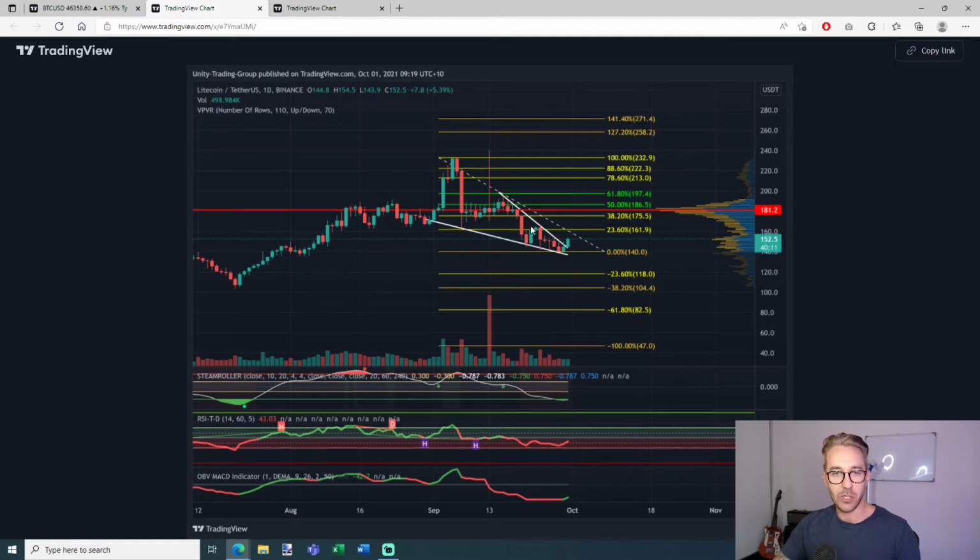We had this descending structure, which we had broken out of for you breakout traders. We had broken out of this diagonal where we had retested it a couple of times. We had our custom steamroller indicator signifying that we had reached a bottom.